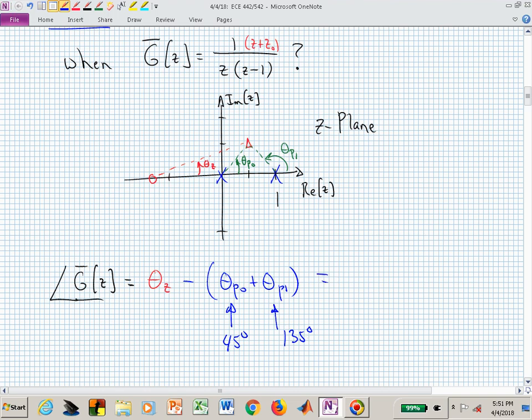So the angle of g bar of z at z equal to 1/2 plus j 1/2 is now minus the sum of 45 and 135, or minus 180 degrees. So in fact, that triangle would be on the root locus diagram that we would sketch for this g bar of z. But we'll get to that in a minute. Are there questions on how we graphically found this? Have you done this before? You really should have done it in 320.